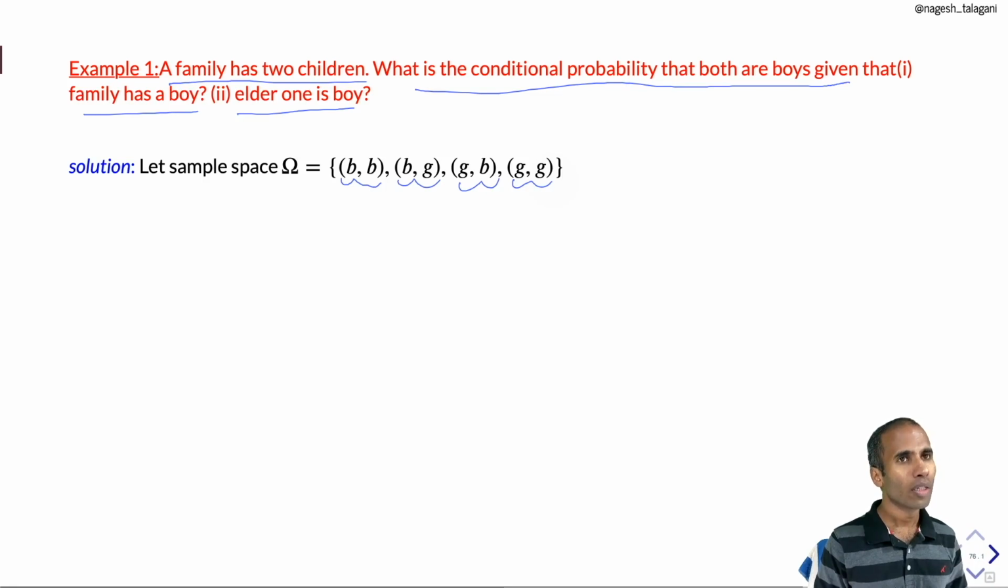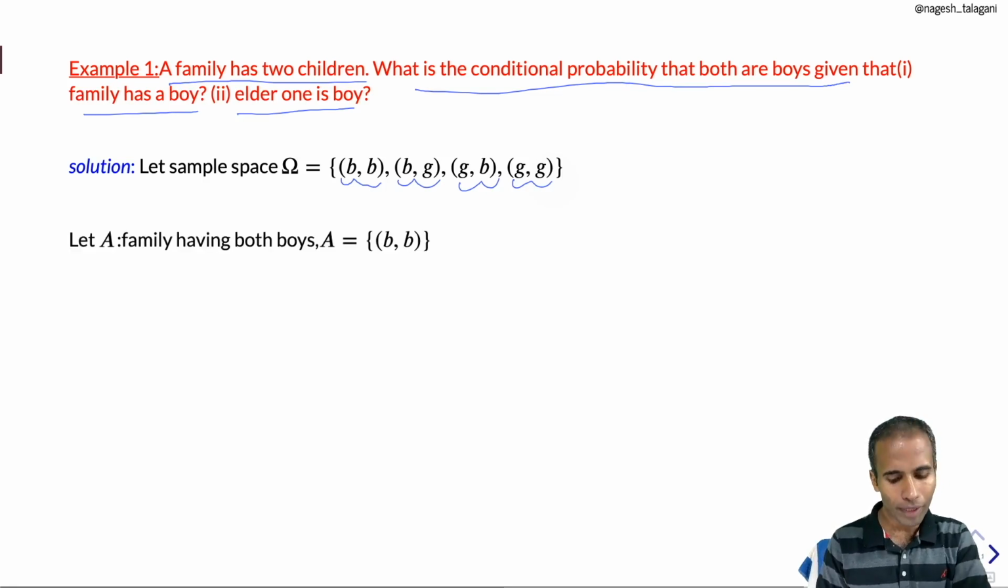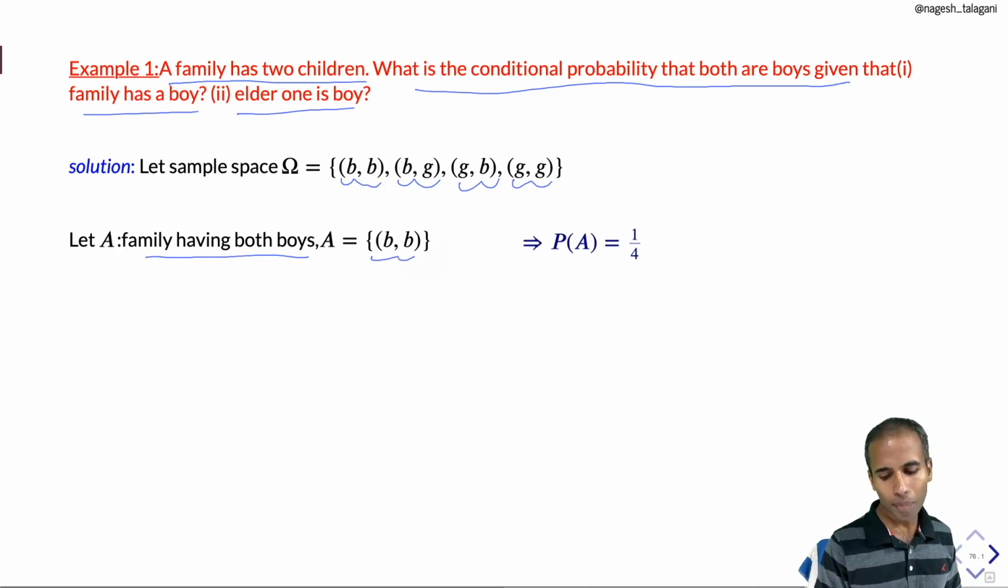Now, let A be the event that the family has both boys. That means A consists of only a single outcome, (B, B). That implies the probability of A is going to be what? 1 by 4. Out of these 4, only (boy, boy) is favorable. So obviously the probability of A is 1 by 4.